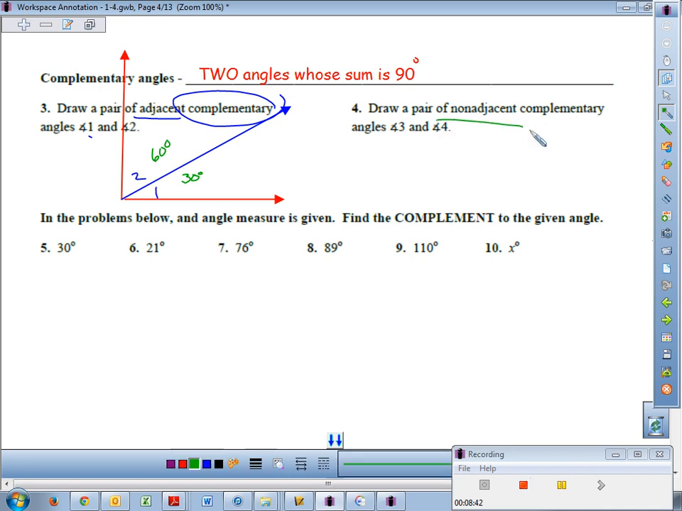Let's draw a pair of non-adjacent complementary angles, angle 3 and angle 4. Non-adjacent, let's make it easy. What does that mean to us, non-adjacent? Not touching. So let's do angle 3 first. Use a straight edge, of course. There's angle 3. And let's just do our best guesstimate.